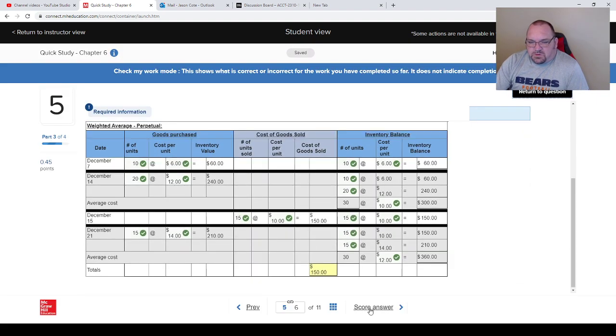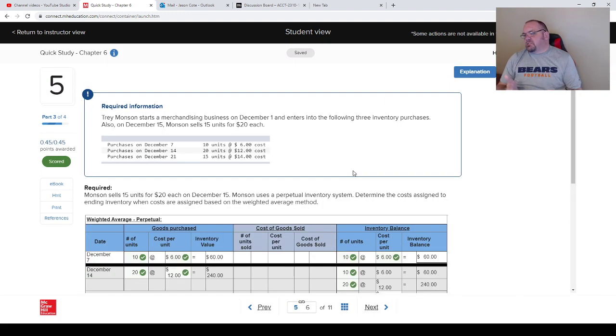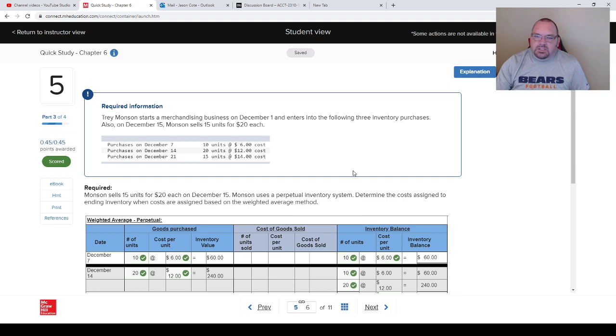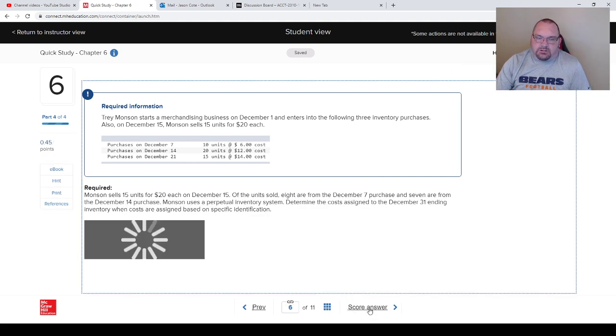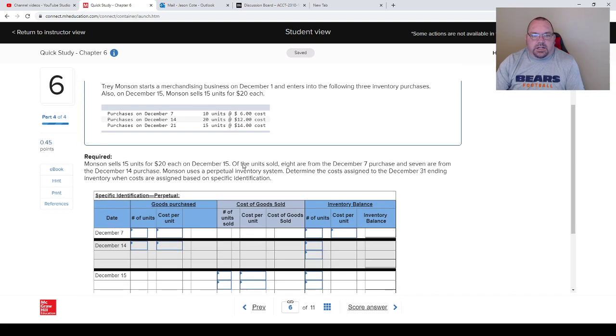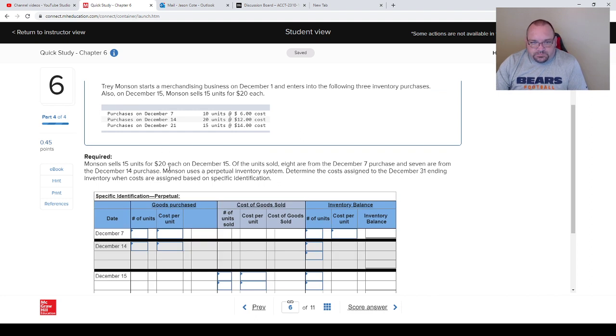Okay, we're going to move forward to number 6. The thing about this one is this is special identification. They have to tell you the cost to assign, okay? So it's a matter of figuring out the costs. All right, let's see it. So let's start with getting our stuff back in here. 10 units, $6 a piece. Leaves you with 10 units in inventory at $6 a piece. Next purchase, 20 units, $12 a piece. So at the end of our second week, we have 2 purchases. We got 10 at 6. We got 20 at 12.